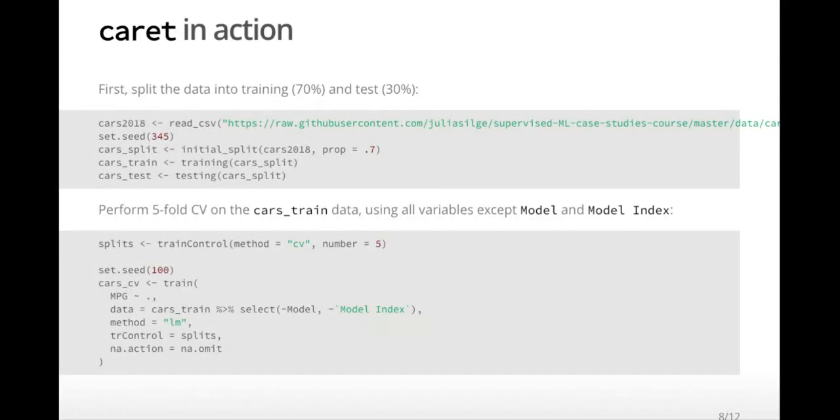We will use the data on cars from the EPA as an example. First, we split the data into training data and test data, putting 70% in the training data set. Then, we use the train function to do 5-fold cross-validation on the linear model that uses all variables except model and model index to predict MPG. Let's look at some output.